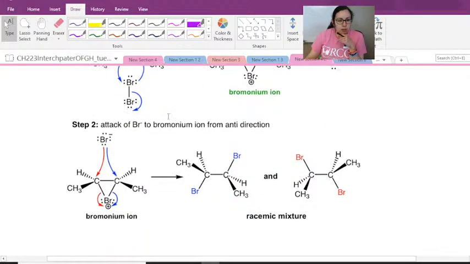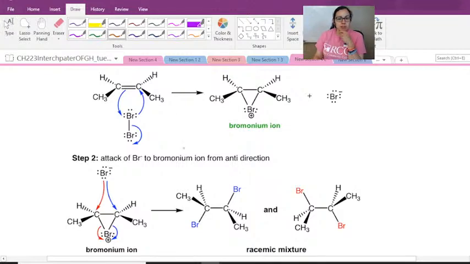This just walks through the mechanism in more detail. Whatever side we formed our ion on, the bromine attacks from the opposite, and so in this case, resulting in the racemic mixture.